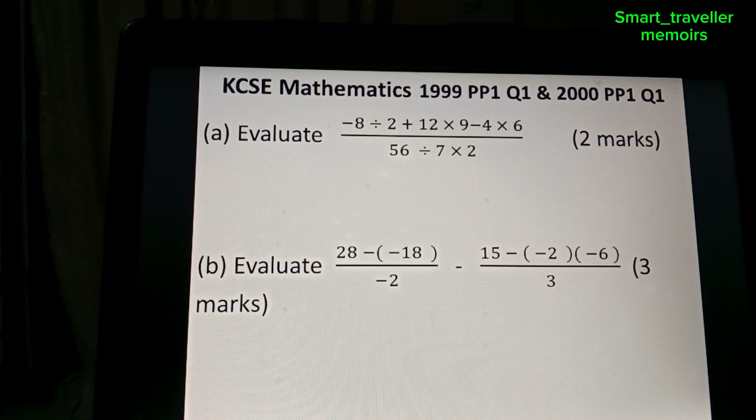Let's come to another area of the KCSE Mathematics. This was question number 1 of 1999 and question number 1 of 2000, paper 1. Both of them were paper 1s. And I've labeled them in letters. So A is for 1999 and B is for 2000. So in 1999, we have that equation, and B for 2000.